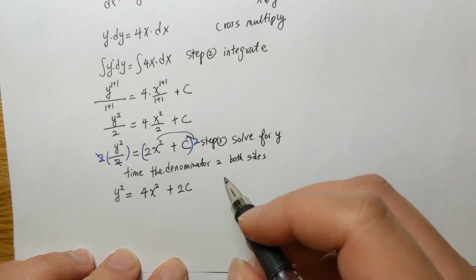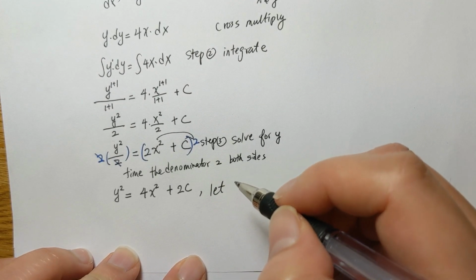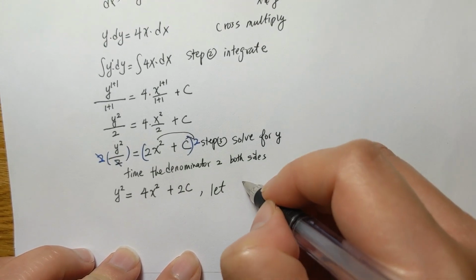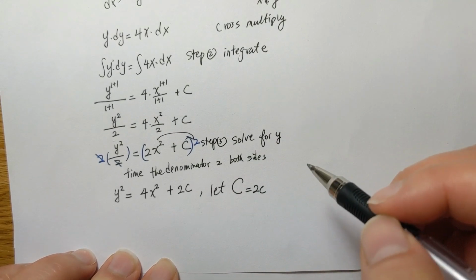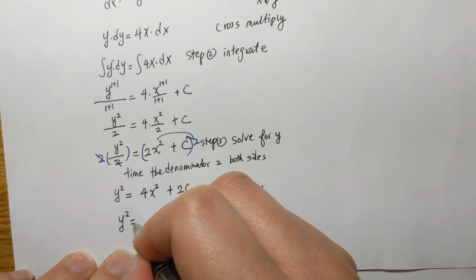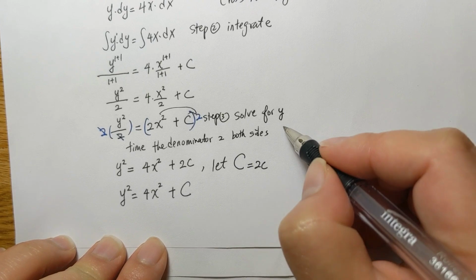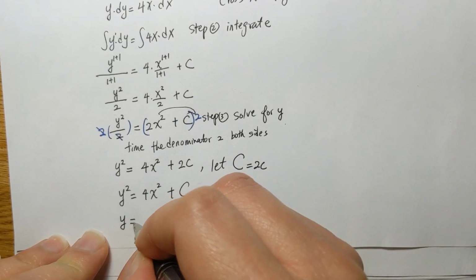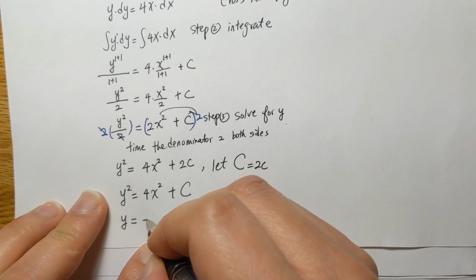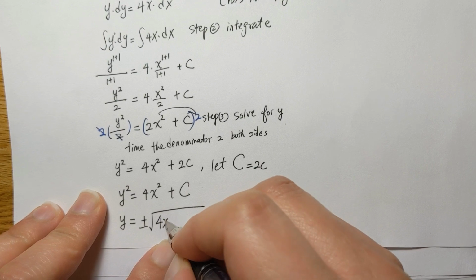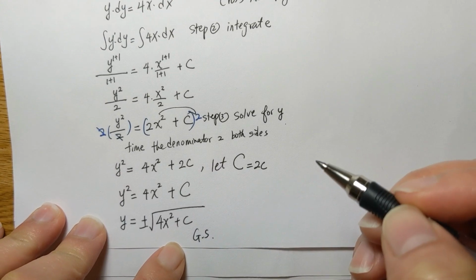We don't want to have a 2c, so we're going to pick a letter. We can use K or C. They all stand for constant. Today I'm going to use a capital C equal to 2c. So it becomes y squared equals 4x squared plus capital C. We want to solve for y. So now we get y equals, remember, y squared gives you 2 branches, so plus or minus the square root of 4x squared plus C. This is called the general solution.